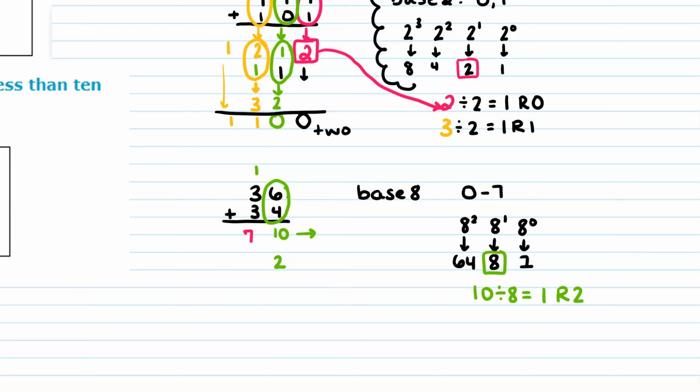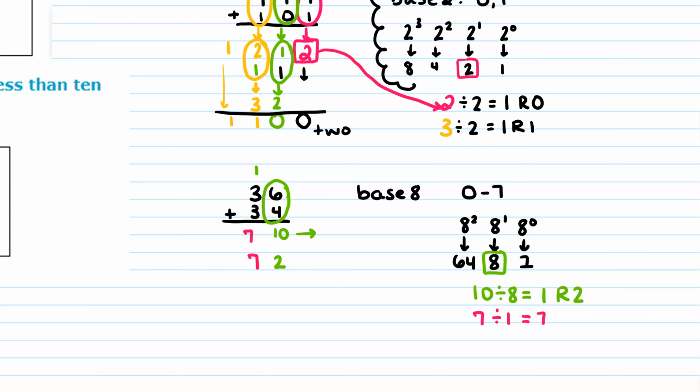Now 7 is smaller than 8, right? It's only bigger than 1. So you could still do it. 7 divided by 1 equals 7 with a remainder of 0. So this guy just stays a 7.